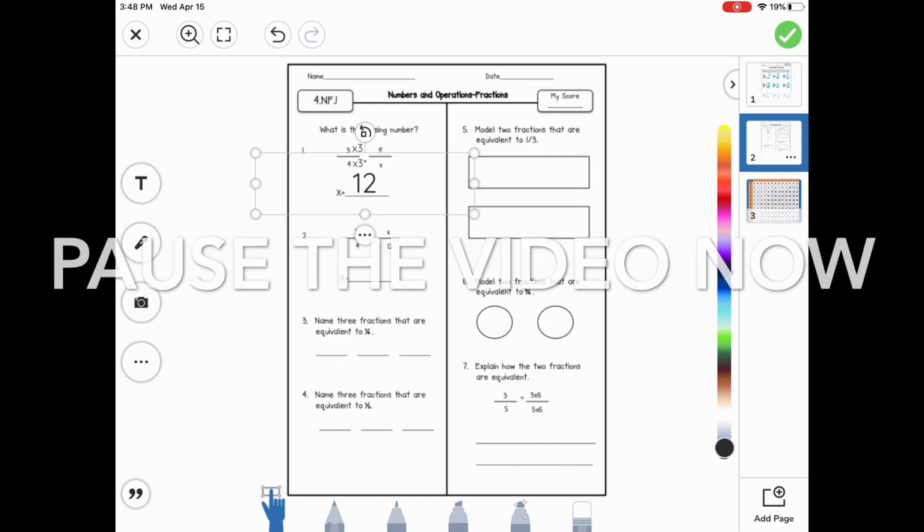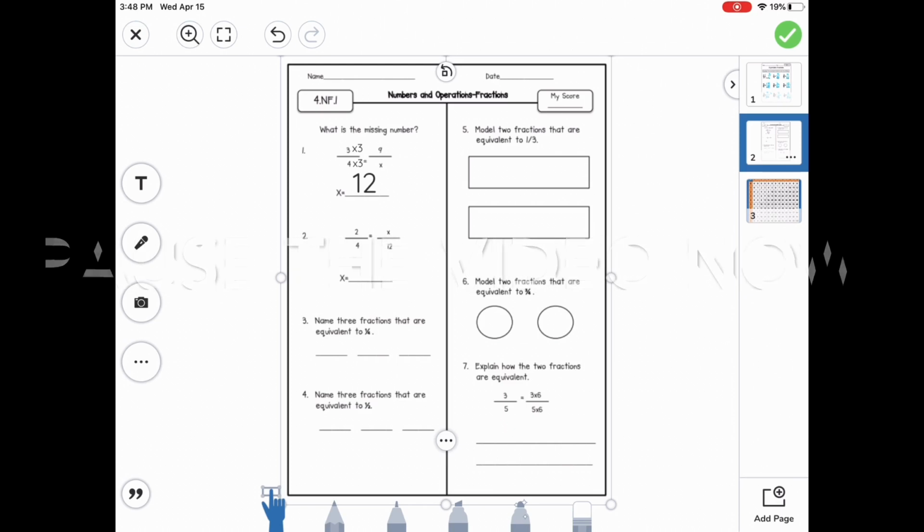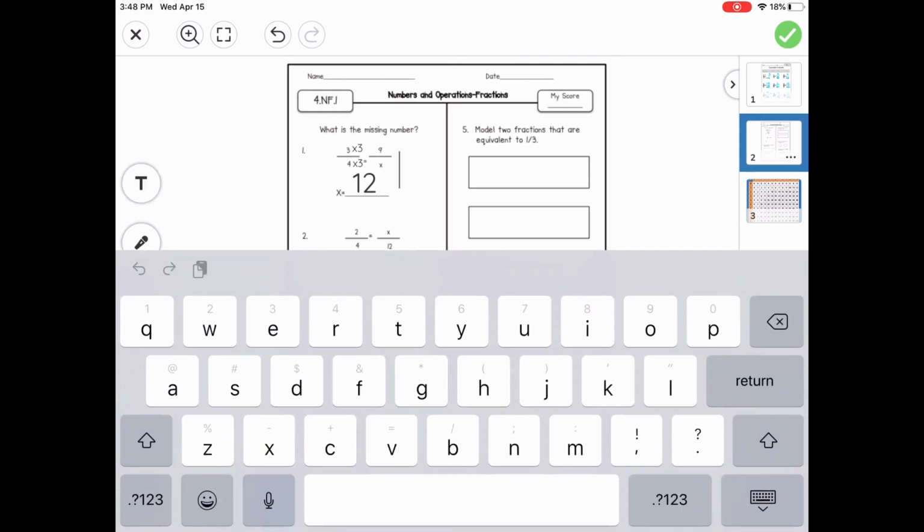Pause the video now, try the rest of these problems on your own, and then you can come back and check your answers. We'll go over them together. All right, question number 2. I'm looking at the fraction 2/4, and I needed to find an equivalent fraction that had a denominator of 12. So I'm asking myself, 4 times what equals 12? I know 4 times 3 equals 12.